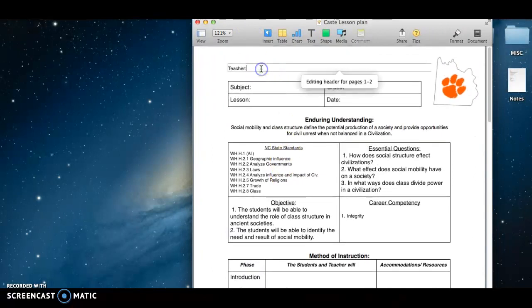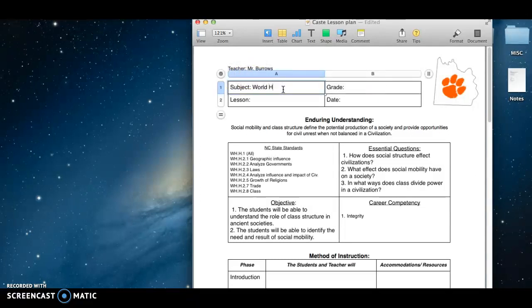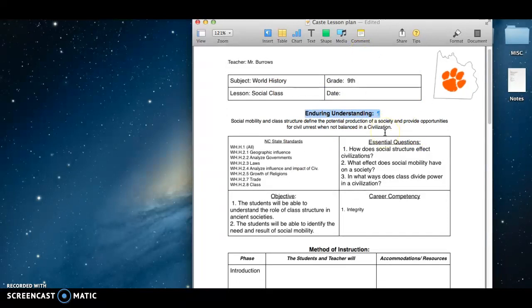You put your teacher name here. So I would put, Mr. Barrows. Our subject would be world history. Grade. Let's say we're teaching that to freshmen. Lesson. Let's say this is social class, and whatever the date is you're teaching it. The enduring understanding here is fairly important. This is a big overarching idea.